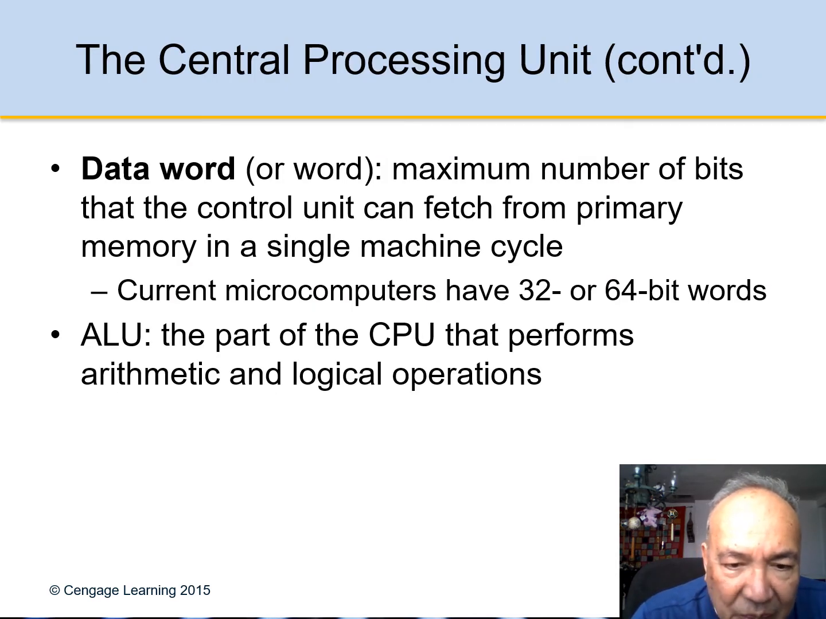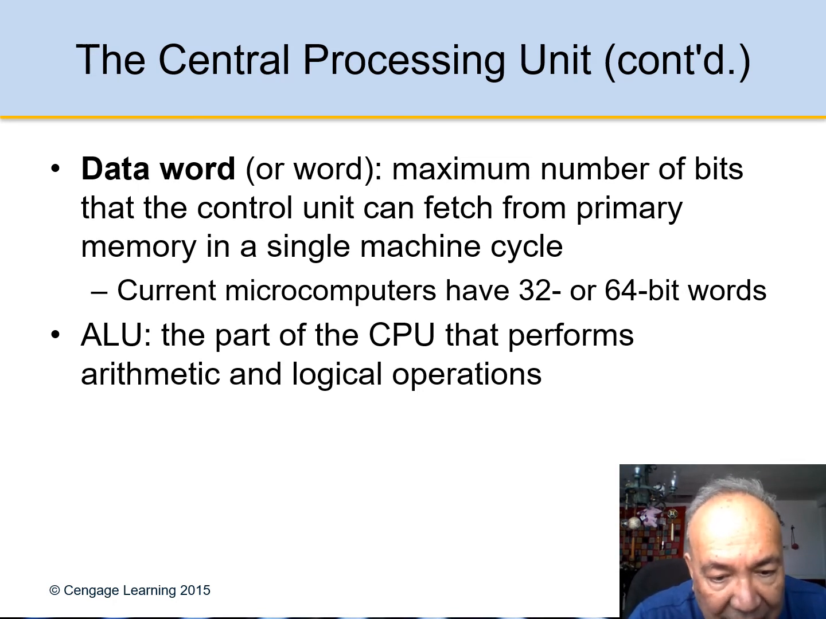The data word is the maximum number of bits that a control unit can fetch. Fetch means get from the primary memory in a single machine cycle. Current microcomputers have 32 to 64 bit words. The ALU is the arithmetic logic unit. It performs arithmetic operations: add, subtract, divide, multiply. And logical operations are greater than, less than, or equal to.